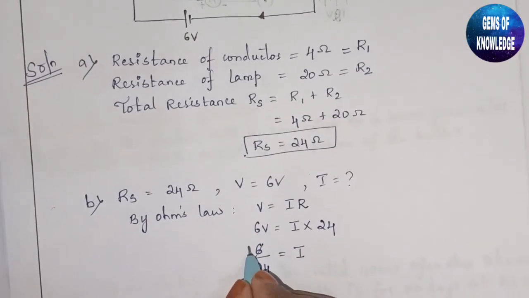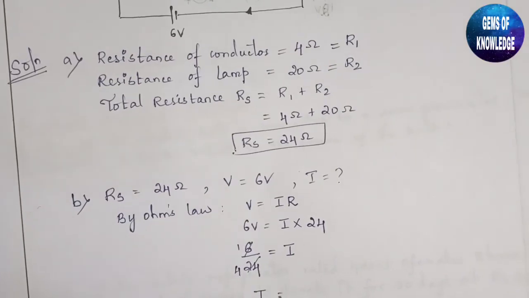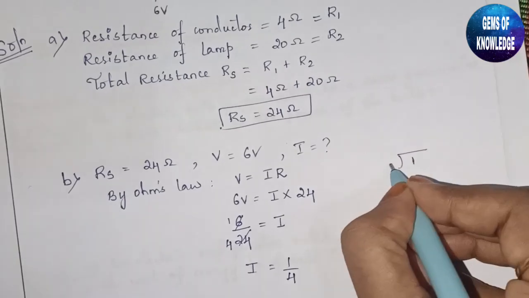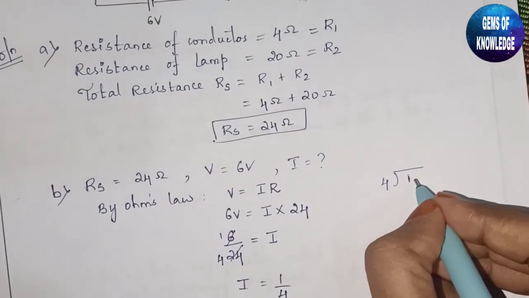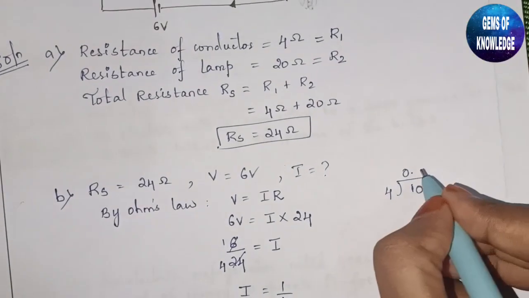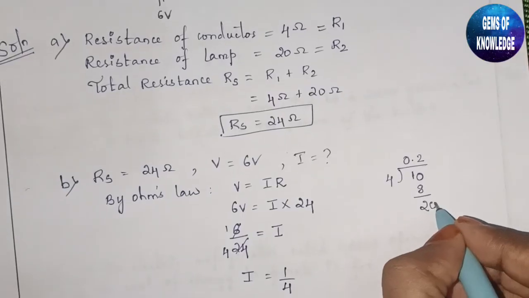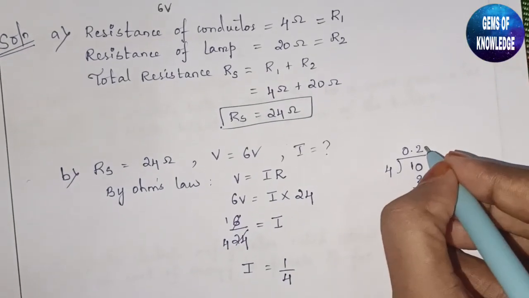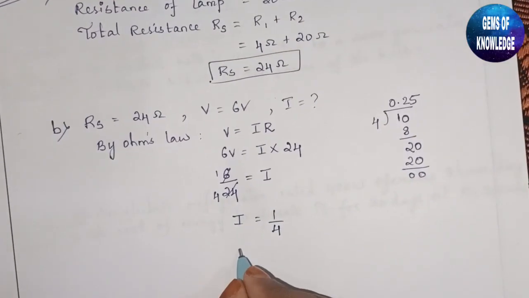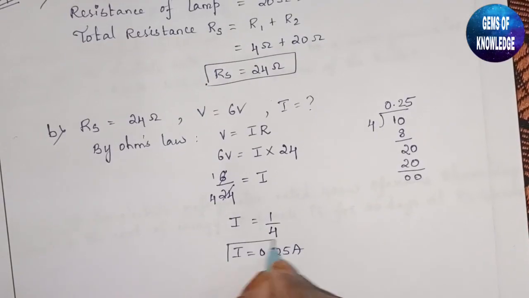Now 6 ones are 6, 6 fours are 24. So I is equal to 1 by 4. 1 by 4 in the sense 1 here, 4 here. We cannot divide this, so we will take a 0 here with a point. 4 twos are 8. What is remaining? 2 is remaining. If we take one more 0, this will become 20. Next, 4 fives are 20. So the answer is I is equal to 0.25 ampere.